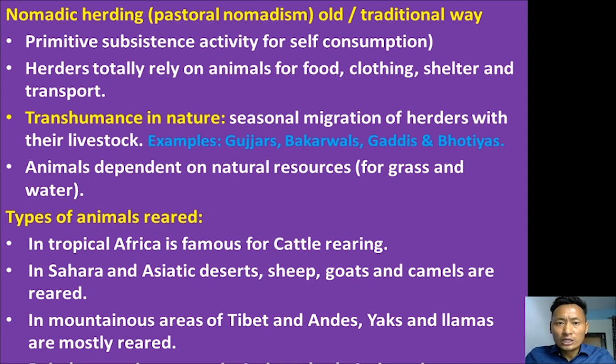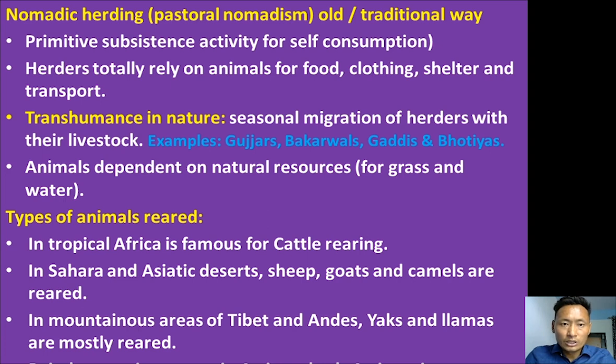So they have a pattern of movement in this characteristic. During the summer season, they will move up to the mountainous regions in order to get better grass and water for their livestock and animals. And during winter seasons, they will move down to the low areas in order to get better water and grass for their animals.